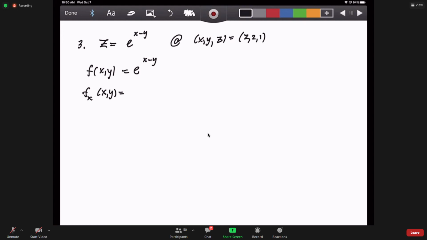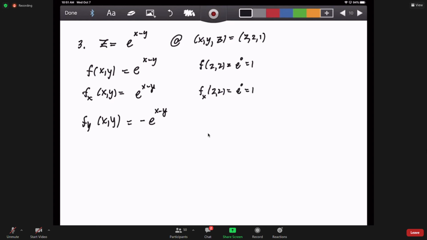For the x partial, we treat y like a constant. We just get e to the x minus y. For the y partial, we treat x like a constant. We get negative e to the x minus y. F of (2, 2) is equal to e to the 0, which is 1. Fx of (2, 2) is equal to e to the 0, which is 1. Fy of (2, 2) is equal to negative e to the 0, which is negative 1.